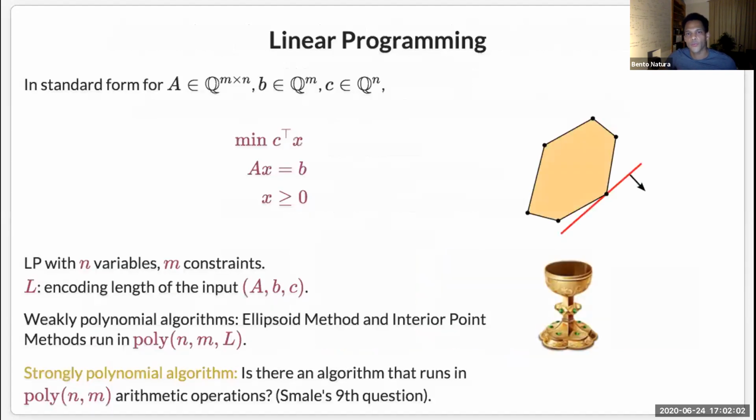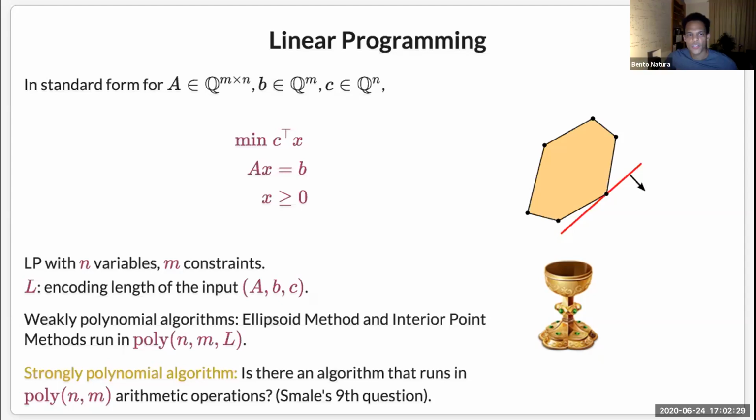So the problem we are concerned about doesn't need any introduction. It's linear programming. We aim to minimize the linear objective over linear equality constraints and want that x is not negative. And since the late 70s and early 80s, we have weakly polynomial solvers in the ellipsoid method and interior point methods. Those are algorithms that are polynomial in the dimension of the problem n and m and the bit complexity L of the problem.